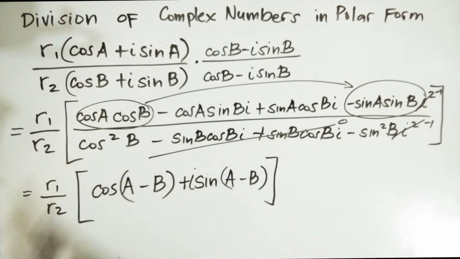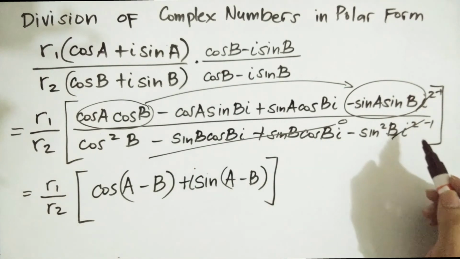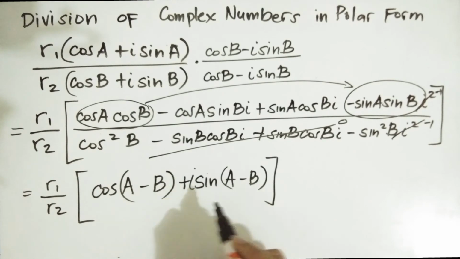For this one, in the denominator, cosine squared of B will become positive sine squared of B. That is just equal to 1. So the denominator is 1, or simply, the quotient is R1 over R sub 2 times cosine of A minus B plus I times sine of A minus B.